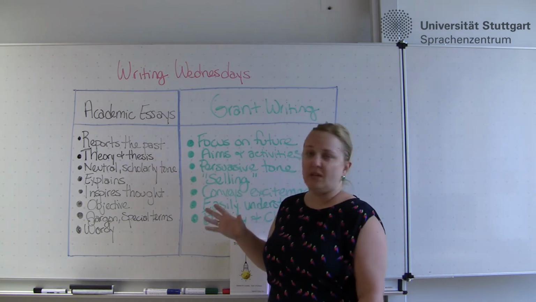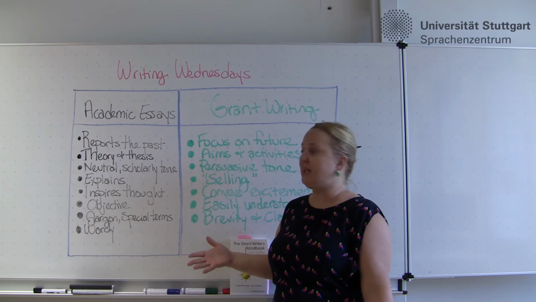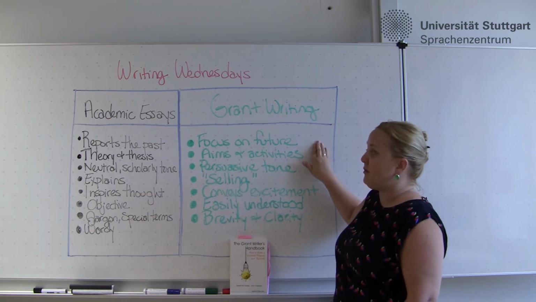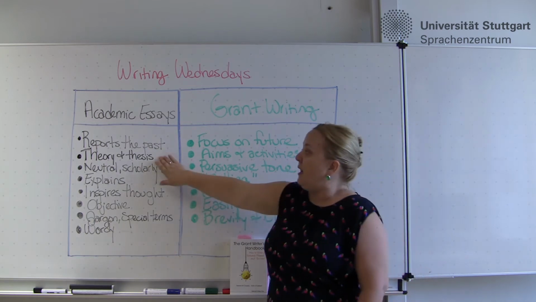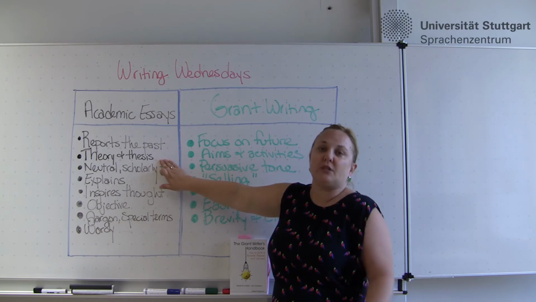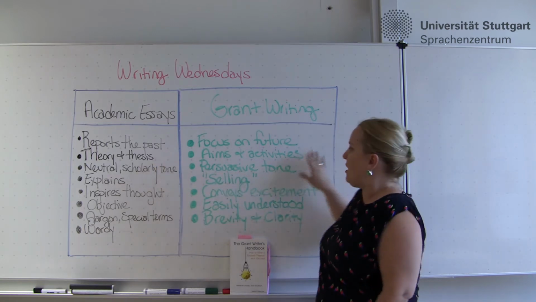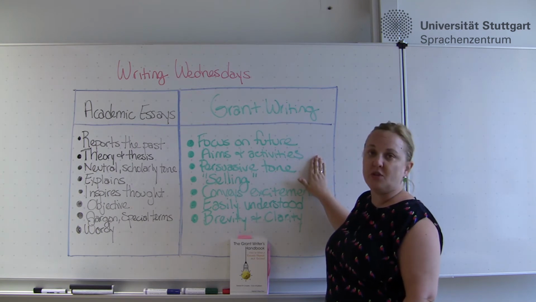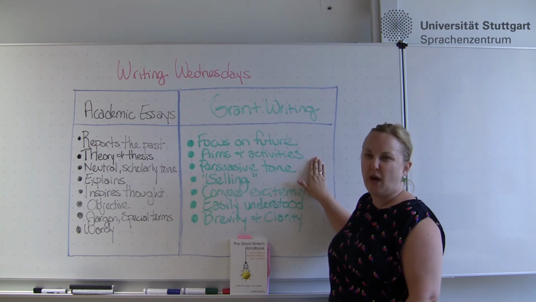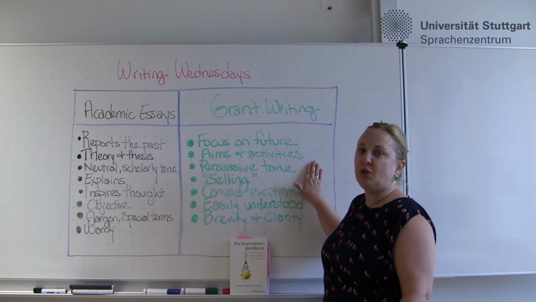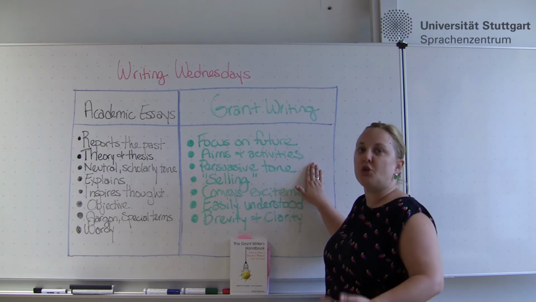Academic essays, because they report research that's already taken place, they report the past, whereas grant writing really focuses on the future. Academic essays focus on theory and thesis. They're meant to be an exercise of intellect, whereas a grant would focus on aims and activities. This is a very important difference because you don't want your grant writing to be too dry, too boring, too technical. You want it to be somewhat exciting. Not artificially exciting, but you should let your enthusiasm show in your grant writing.